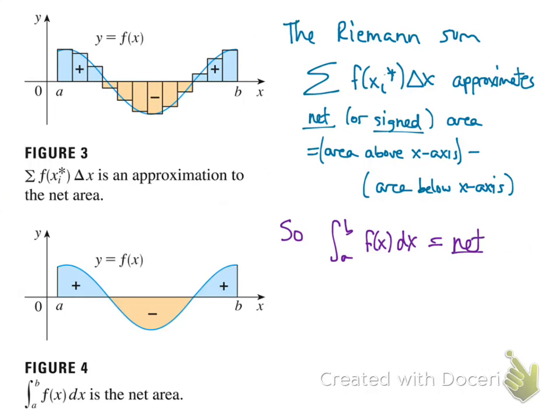The definite integral then is exactly equal to the net area between the curve and the x-axis from x equals a to x equals b. That is, in the second picture, you add up the blue areas and then subtract the orange area, and that would give you the definite integral of f of x between x equals a and x equals b.